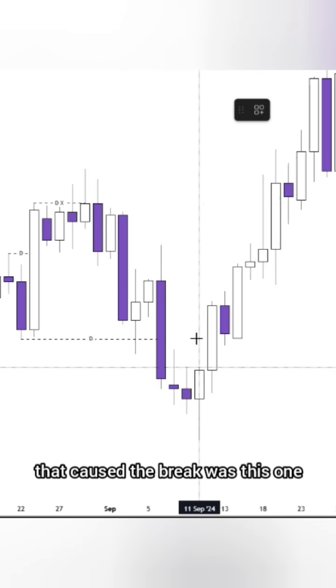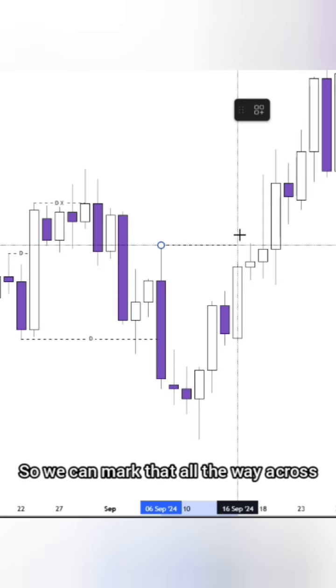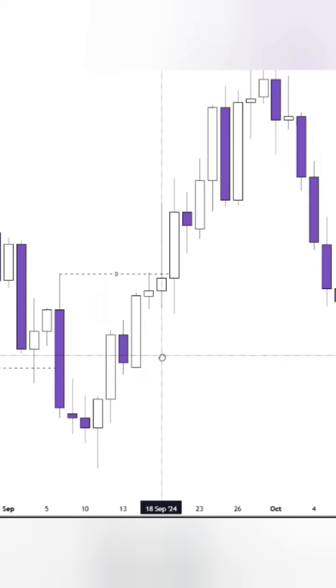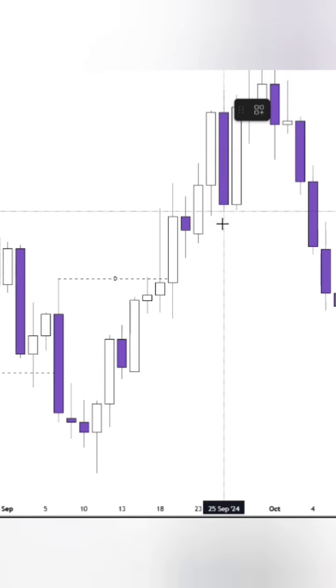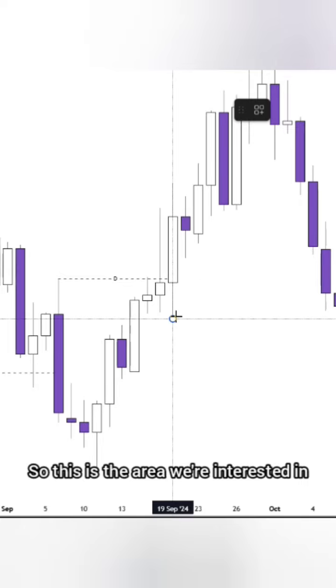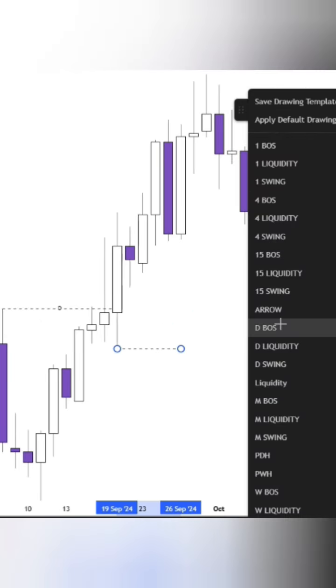So the money candle that caused the break was this one because it liquidated to the left. So we can mark that all the way across, and it did eventually break with a close. So then it's the daily boss. What was the area that caused the break? This was the candle that liquidated to the left before the push with a close. So this is the area we're interested in. So that is D boss.